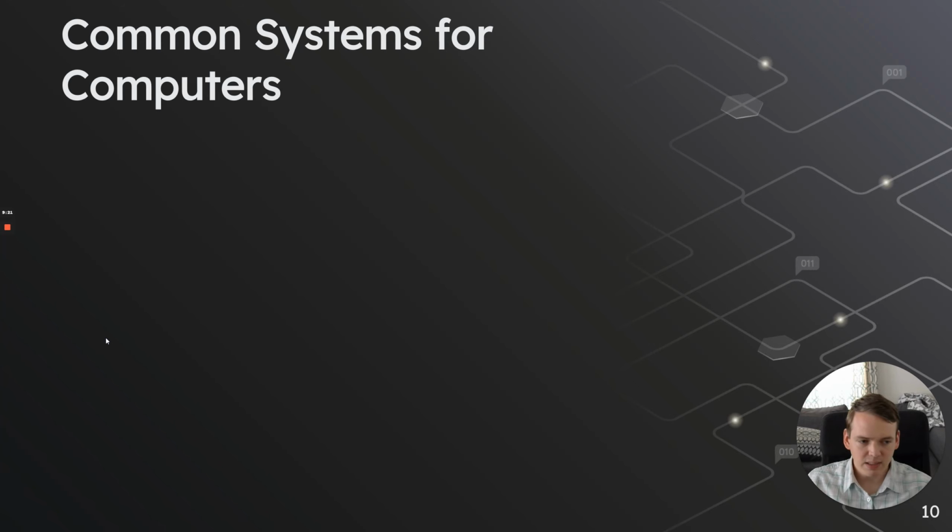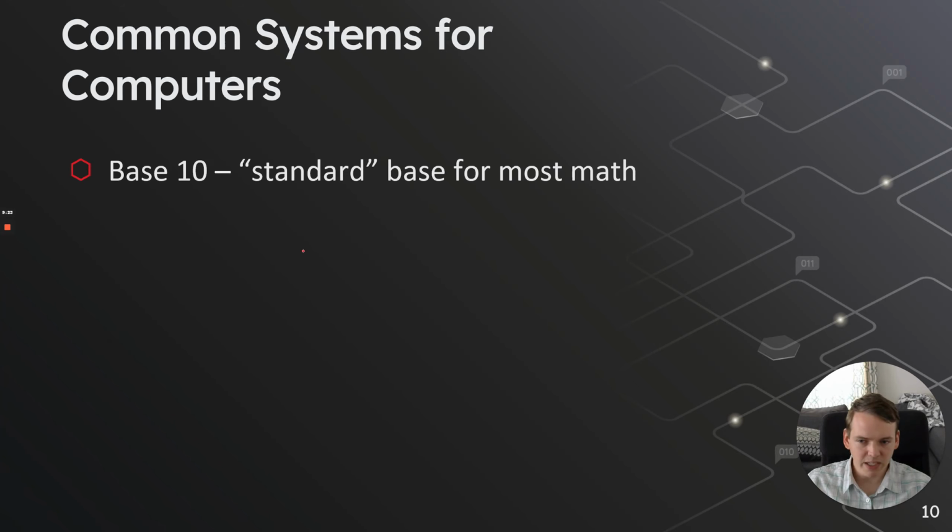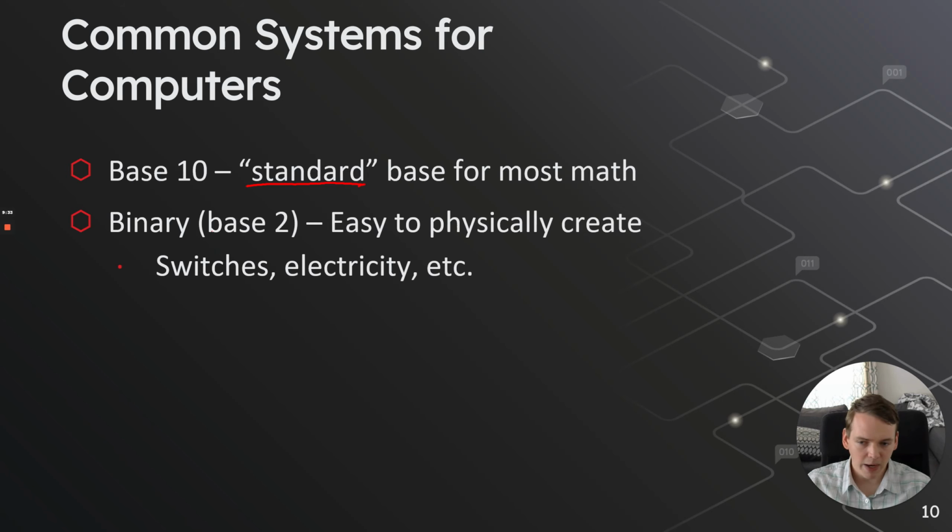So the common systems that computers use, we have base 10 is common because it's kind of our standard base for most math. That's what you're used to working in. We also care about binary or base 2 because this is easily created physically with switches, electricity, etc. Right? If I have a switch that's either up or down, that can represent a base 2 number. It's either an up, a 1, or a down, a 0.